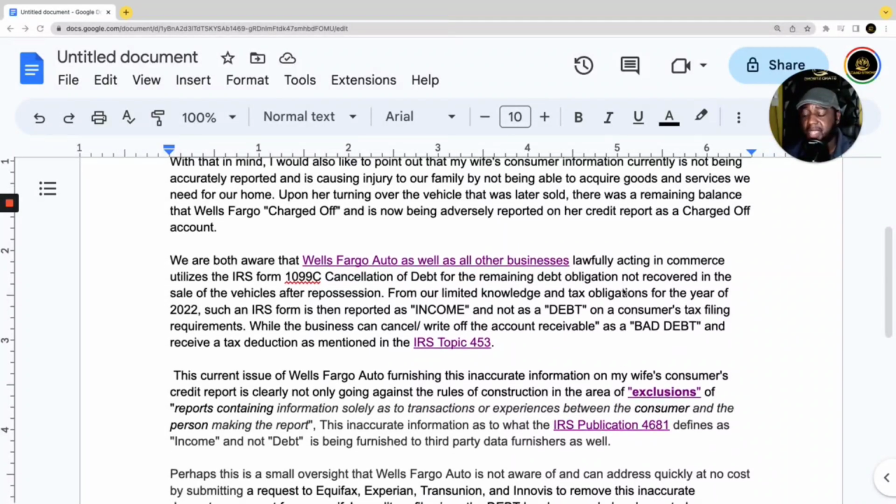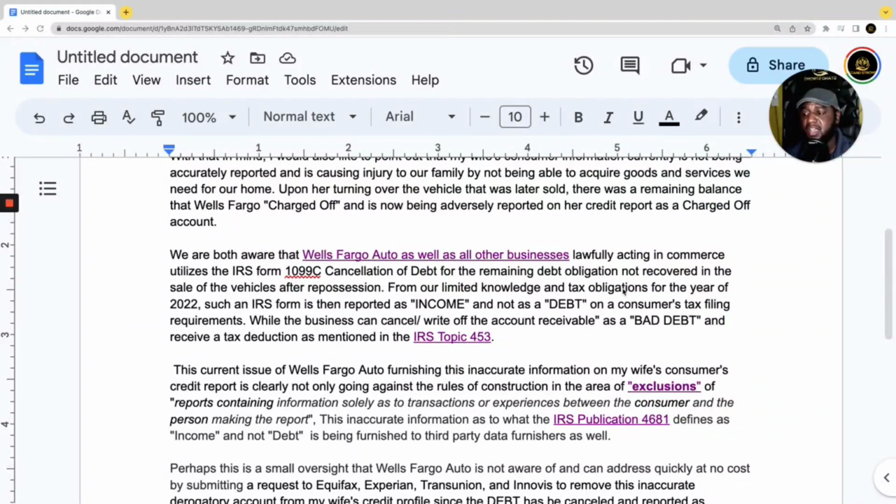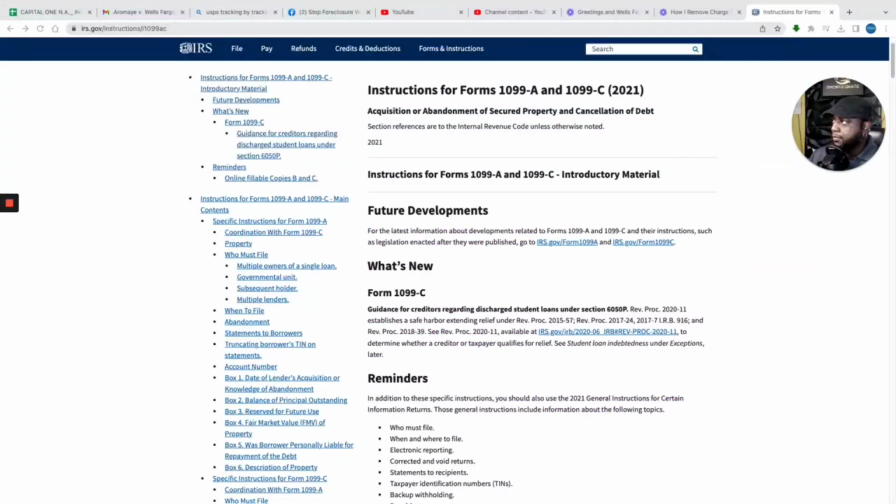So with that in mind, let's go ahead and go to the first hyperlink of my letter that I used to remove a charge off, so you can get a better understanding of why it was effective. All right, so here we go. The first one is right here. Now that's going to bring us over to the IRS website, which has the instructions for forms 1099A and 1099C: acquisition or abandonment of secured property and cancellation of debt. Instructions for form 1099A and 1099C, introductory material.